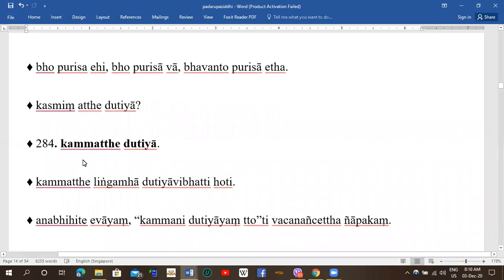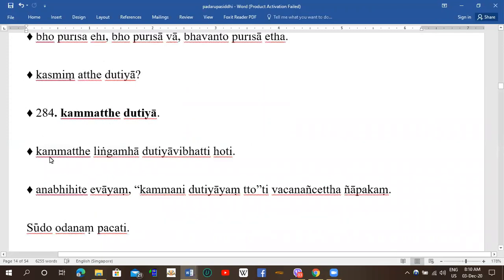Kamati tutiya. This is the answer. The instrumental case is used in the sense of kama. Kamati linga matutiya vipatti hoti. There is an instrumental case after the stem in the sense of kama.